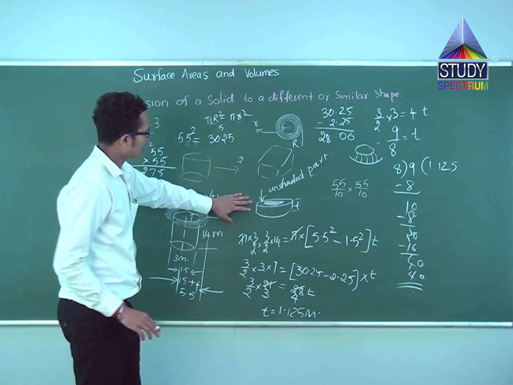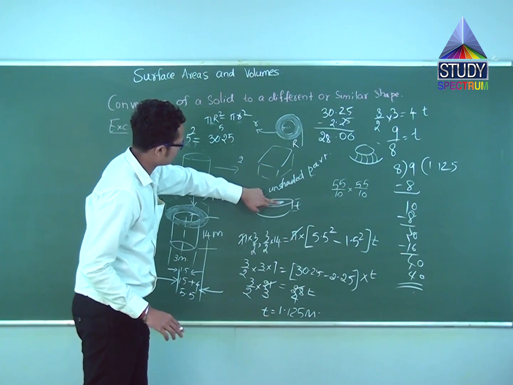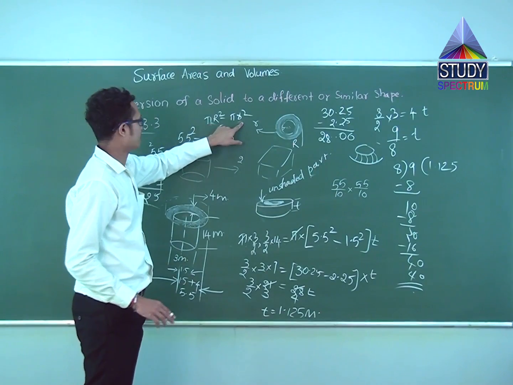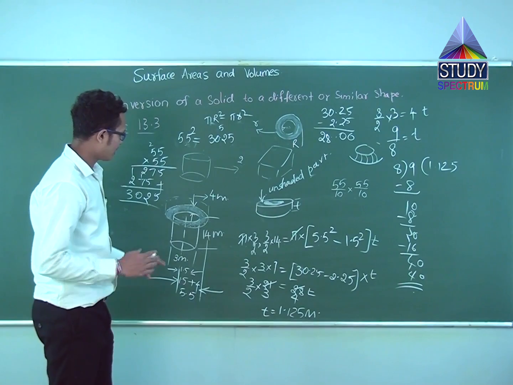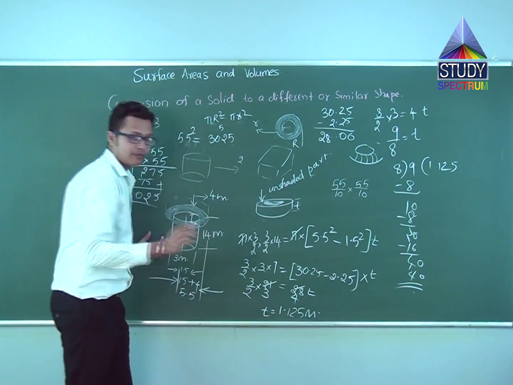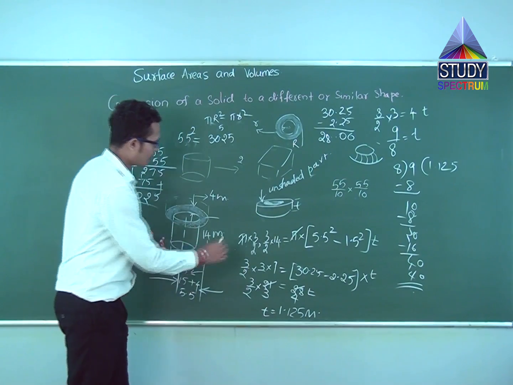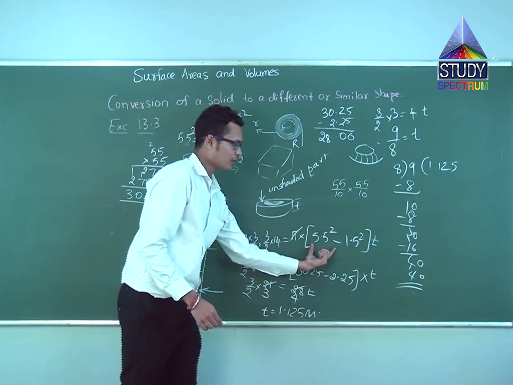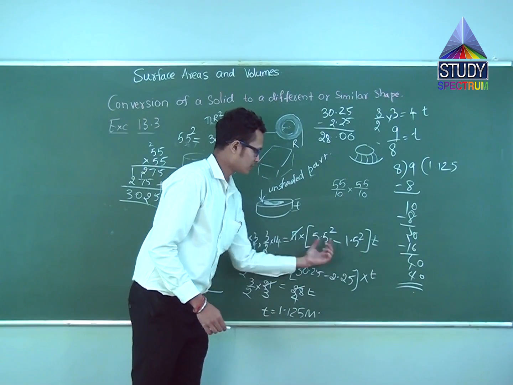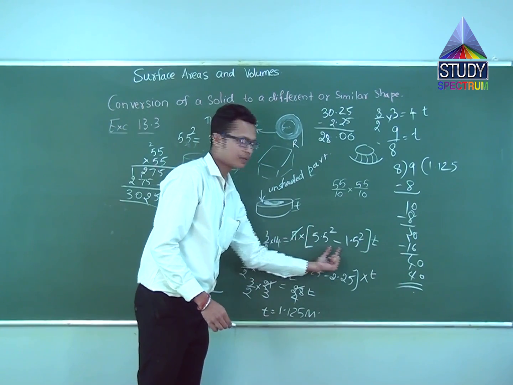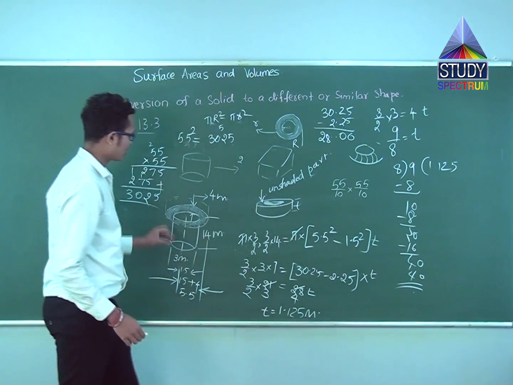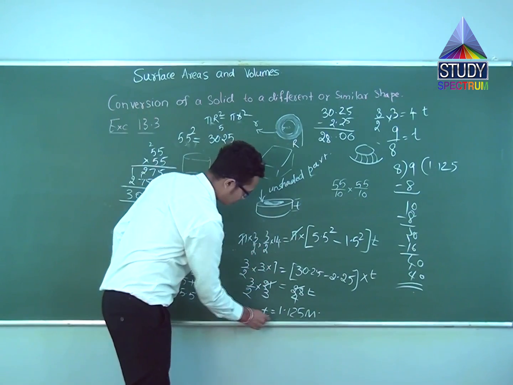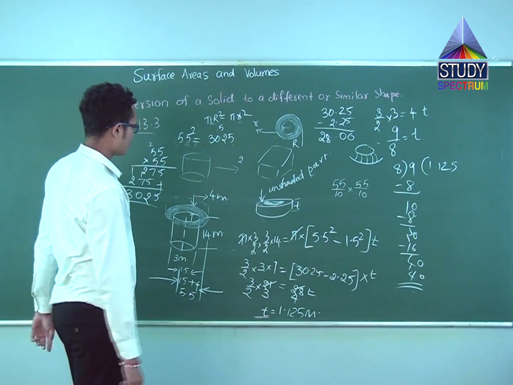And I have explained how we get this shaded area from pi R square minus pi r square. Quickly, now, again from the law of conservation of volume, pi r square into h, that is for the cylinder, will be equal to pi into capital R square minus small r square into the thickness of the ring. So substituting the values, we get T is equal to 1.125.